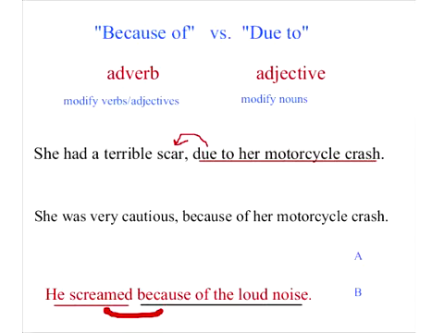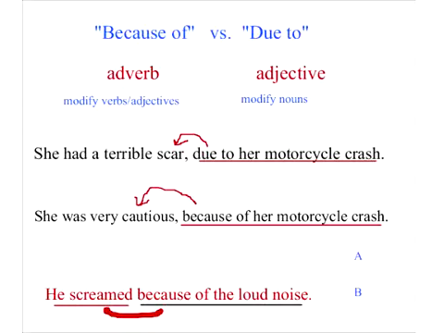Whereas, if I say, she was very cautious because of her motorcycle crash, now what is this modifying phrase describing? Any idea here? What do you think we're saying here is because of her motorcycle crash? Yeah, her cautiousness. If we actually said her cautiousness and we made it a noun, we could say, oh, her cautiousness is due to her motorcycle crash. But here we're using it as an adjective. We're saying she was very cautious.